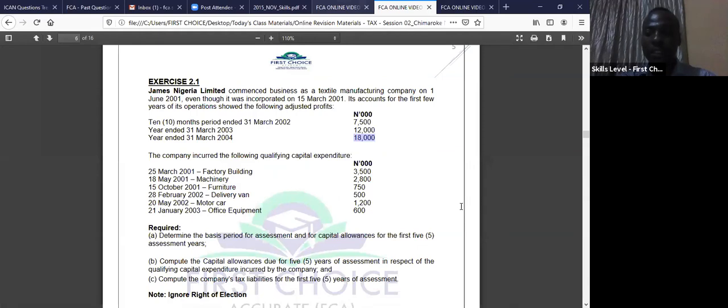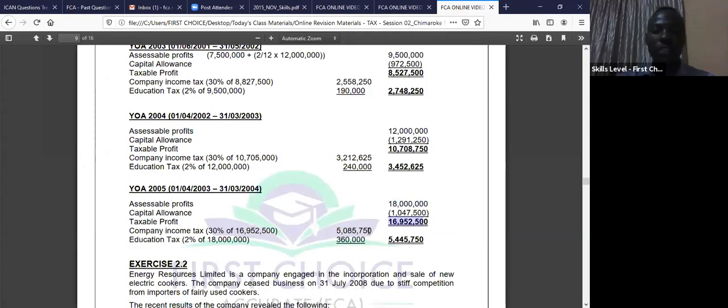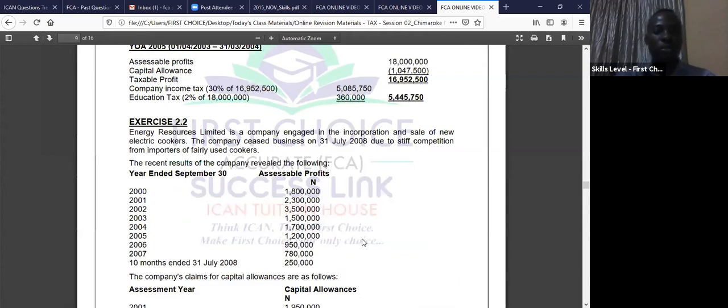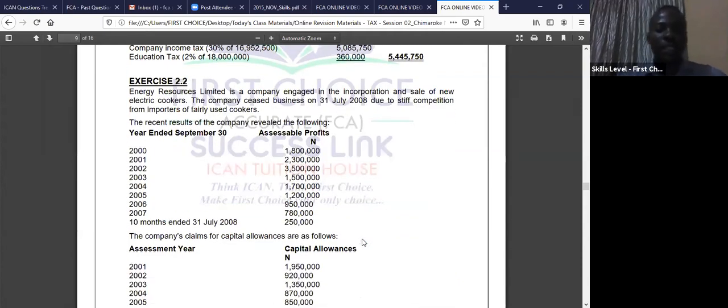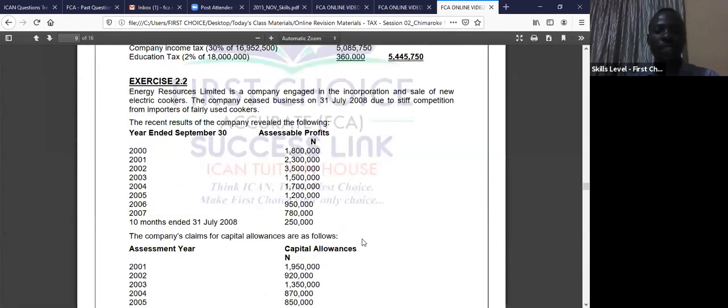You bring it down here, you get your taxable, your chargeable profit. Look for 30% of it, that's your income tax. Look for 2% of this figure, that's your education tax. That way, we have answered the whole of question number 1. In question number 2, you'll be seeing something that has to do with cessation rule, and how we carry capital allowance backward.